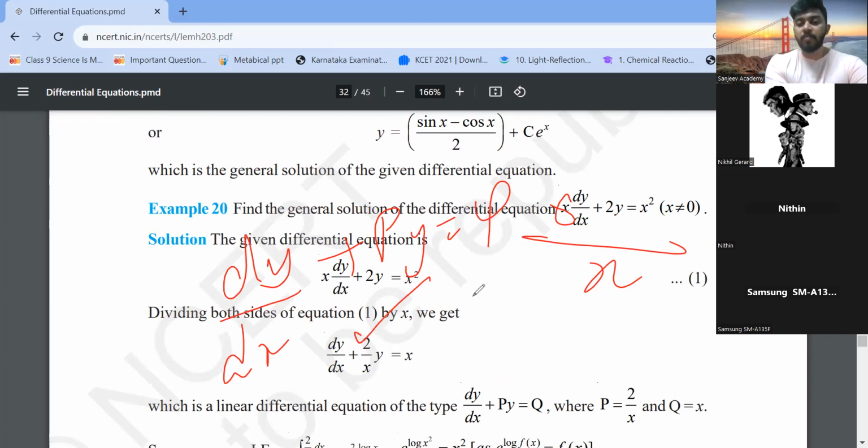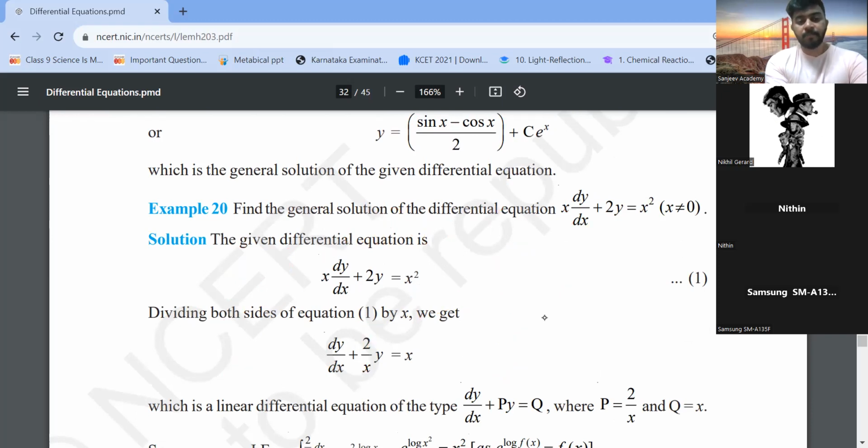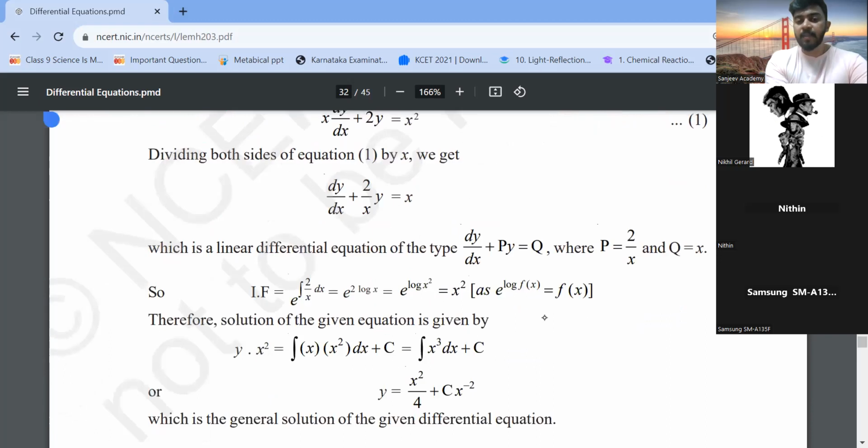Now my P will be 2 by x. And Q will be x respectively. Clear? Then same thing. Integrating factor is e power integral of 2 by x. So what is integral of 1 by x? Log x. E power 2 log x. Or this can be written as log x square.